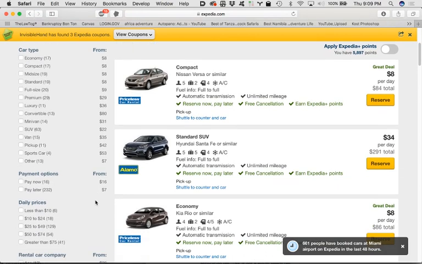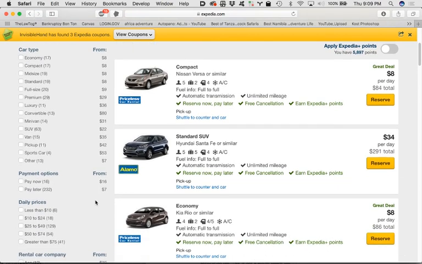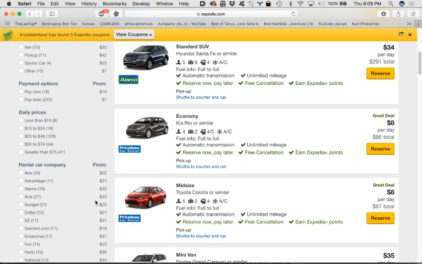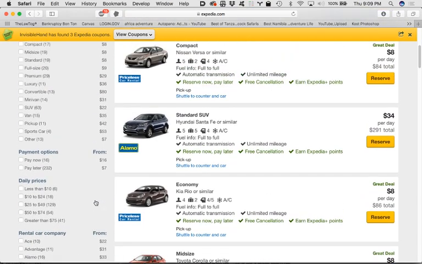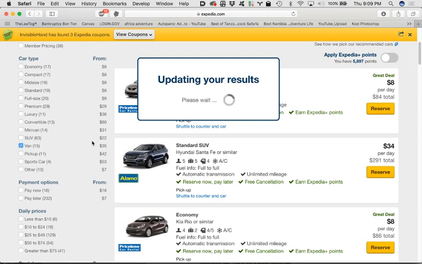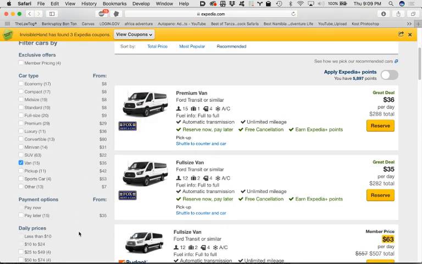And no, you do not want a minivan. A regular van, no. It just says van right there. It's 15 of them on the lot. Okay, wait. In the filter, yeah. Down. Oh, van. Boom. Luxury van. Oh my God. Great deal.